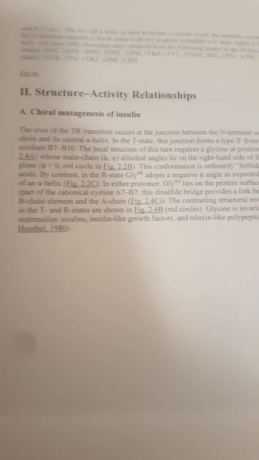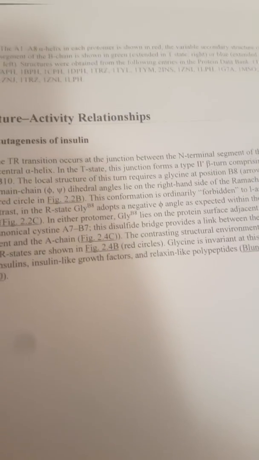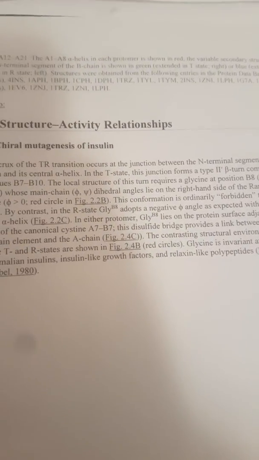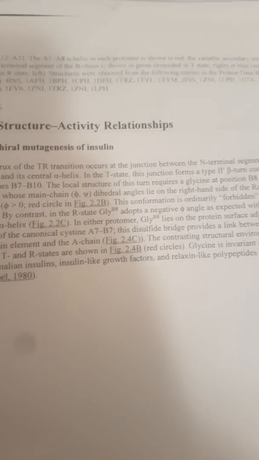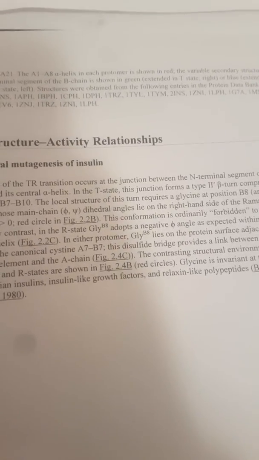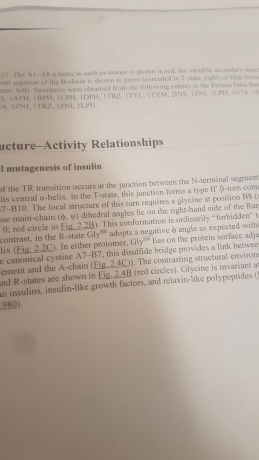The second section takes a look at the mutagenesis of insulin. It talks about a beta turn between the B7 and B10 parts of the B chain. One important thing that it talks about a little bit more in the next part of the chapter is glycine at B8. Whenever there's a substitution at this 8th location, it can impair folding inside of the ER.